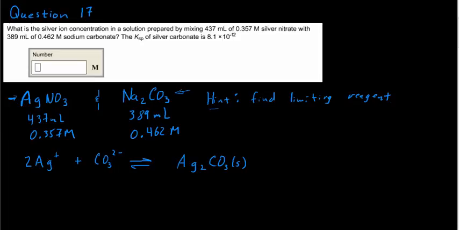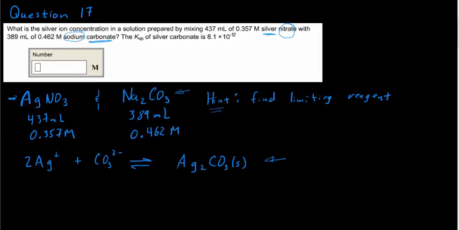Now in the hints section, they suggest that you need to find the limiting reagent. Well, that implies that there's some sort of chemical reaction. And the chemical reaction that's going on here is the reaction between the silver in the silver nitrate and the carbonate in the sodium carbonate. Now the nitrate and the sodium make these compounds soluble, but they in fact don't participate in the reaction. Again, they're what we call spectator ions. So this is the reaction we're considering, the reaction between silver and carbonate to make Ag2CO3.